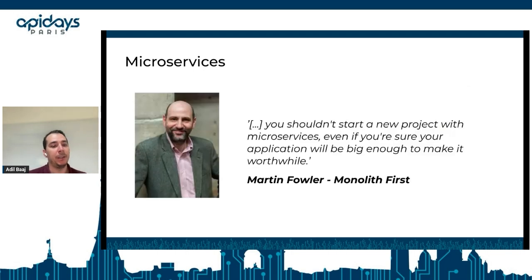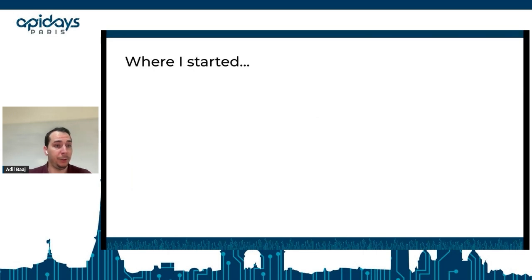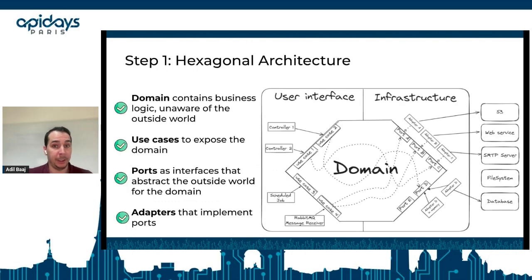There is this article that Martin Fowler wrote, called Monolith First, where he stated that even if you think that at some point your application would justify using a microservice architecture, you should probably start with a monolithic architecture first. Okay, so now we go back to the monolithic architecture. Let's say we want to start a new application. Where do we start? We start with the hexagonal architecture.